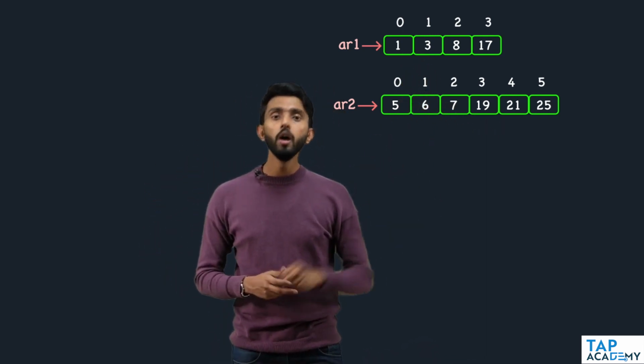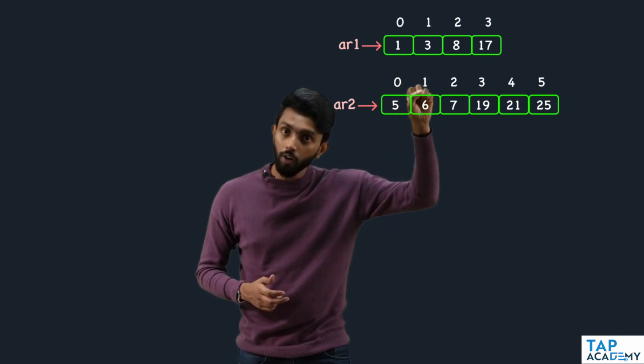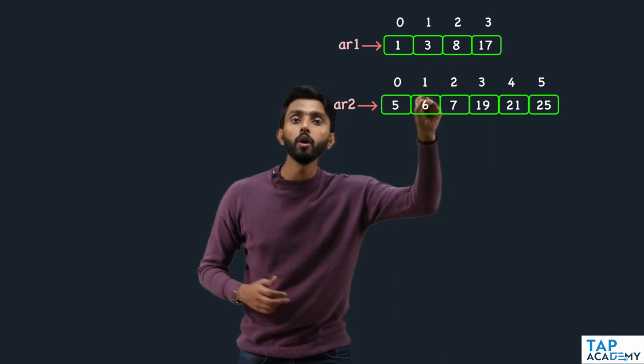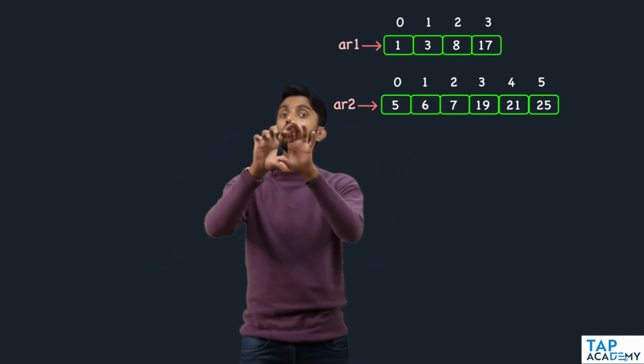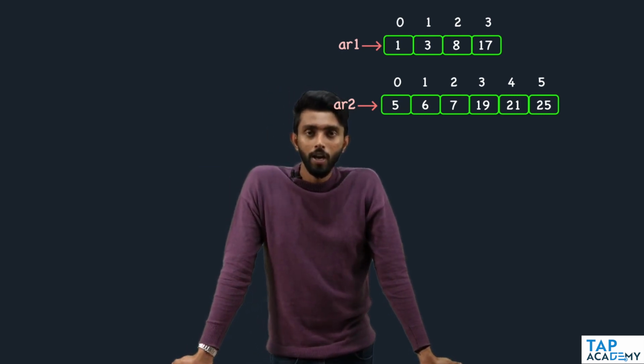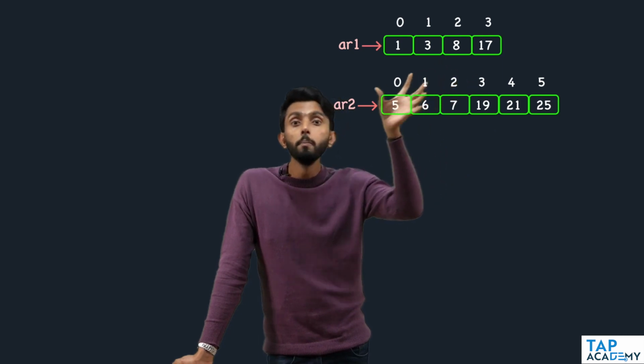Now how will you do that? Naturally, if you have to find the median of two sorted arrays, you must combine them together or merge them and make them into one single array. Only then you can find the median, right? Common sense. Which means, first and foremost, what we have to do is merge them.